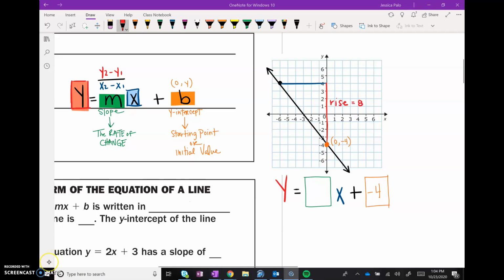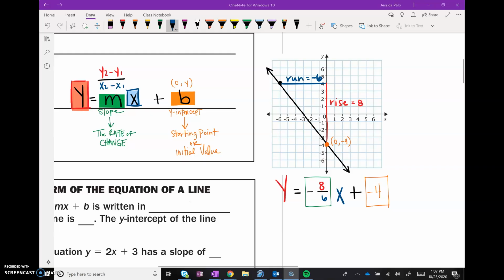In this case, the rise is 8 because we went from the bottom point up 8 to the top point. And the run is -6 because we went to the left 6 to get to the second point. So that means our slope is -8 over 6.